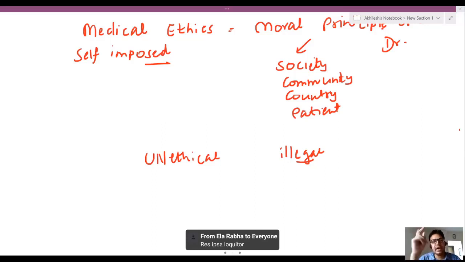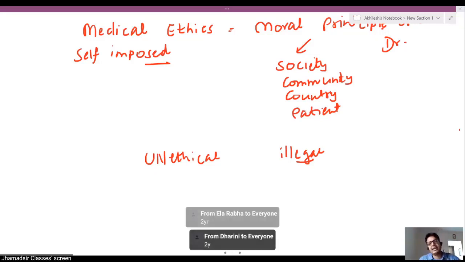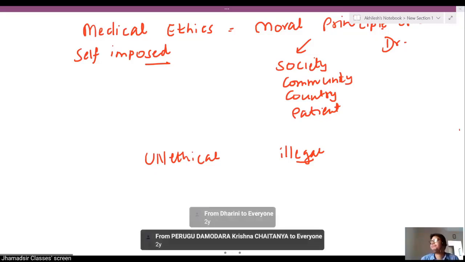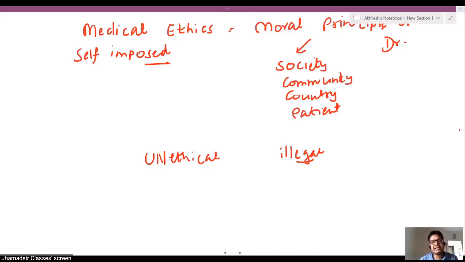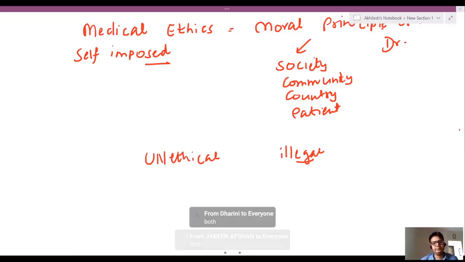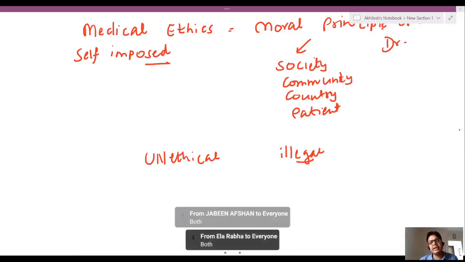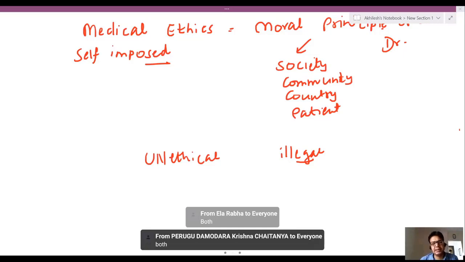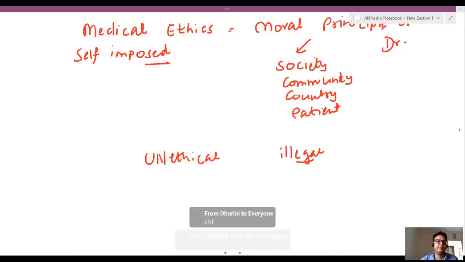What is res judicata? How many years do you get to defend yourself? It means the patient can file a case within 2 years. Res judicata is a defense in civil case, criminal case, both? Civil. Therapeutic misadventure is a defense in civil case, criminal case, both? Both. Contributory negligence is a defense in civil case, criminal case, both? Civil case only.